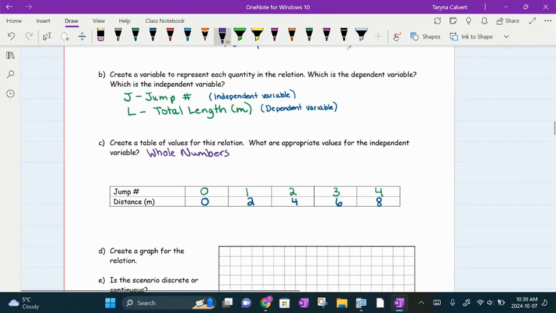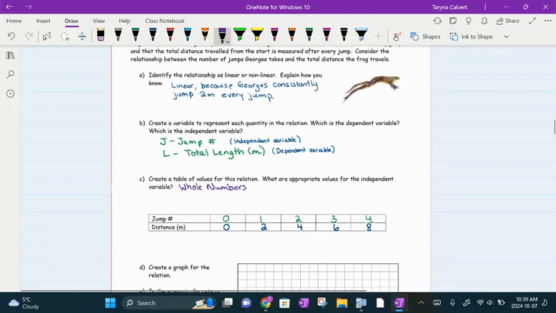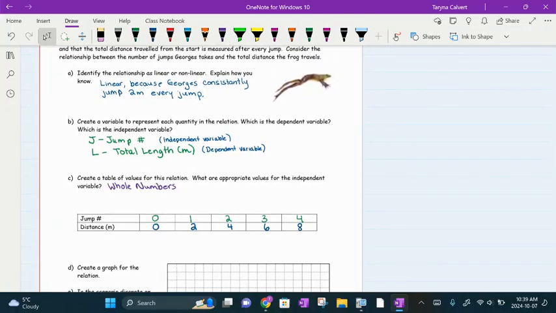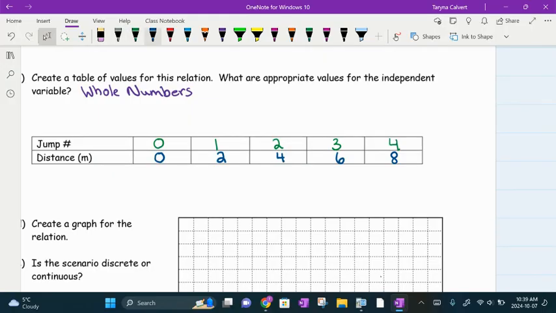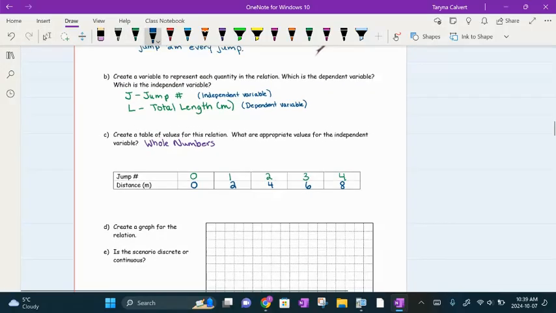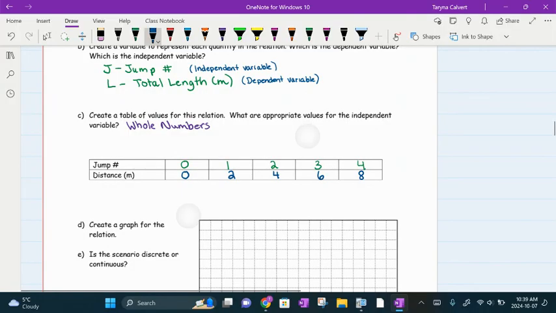Now, I didn't ask you for this, but do you think it's a fair question for me to ask you to write the equation? Absolutely. So we will start writing equations very soon, but we might as well put it here anyway. So if we use those variables, we used L for the distance and J for the jump number. If we wrote the equation, it would be? Perfect. L equals 2J. That would be the equation. That's a direct variation equation, right? Because the jump number varies directly with the length.